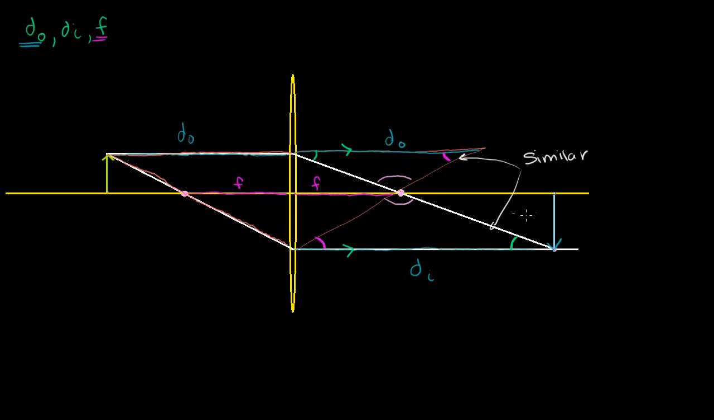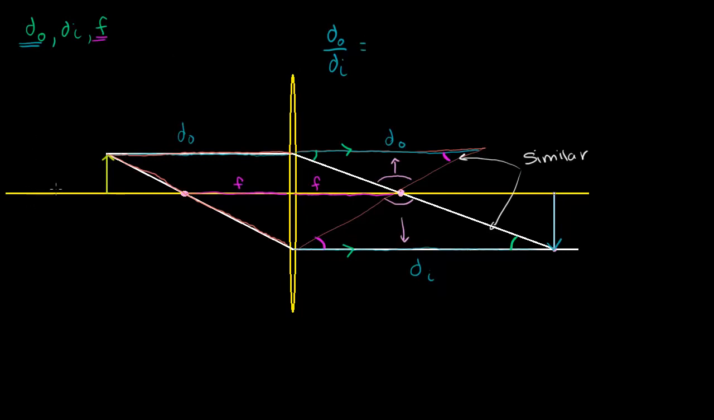I don't have to write "triangles." They're similar, and because they're similar, the ratios of corresponding sides are going to be the same. So D naught corresponds to this. They're both opposite this pink angle. So the ratio of D naught to D1, the ratio of corresponding sides, is going to be the same thing. And let me make some labels here.